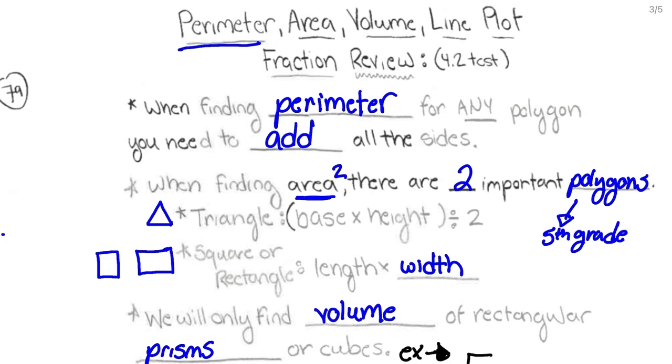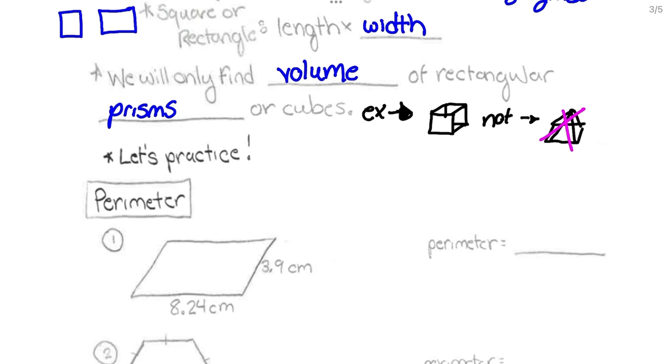Now, volume, we're only going to find rectangular prisms. This is where you have a square or rectangle on the top and the bottom, not ones that come to points. Those are called pyramids. And we're going to practice just a few.